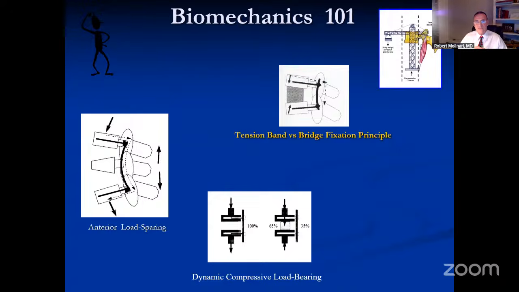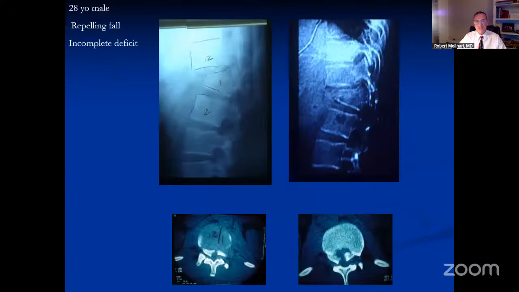Another reason for mistakes is not understanding biomechanics. And one of the most common ones is this whole concept of the tension band versus bridge fixation principle. If you look down here, anytime we put anterior column support in a spine that lacks an anterior column, the spine is loaded in dynamic compressive weight bearing, and biomechanically, it's much more favorable than this construct where there's no anterior column support and the instrumentation is borne in tension. So it's important to understand that. Ideally, we'd like to have interbody grafts. We'd like to have anterior column support.